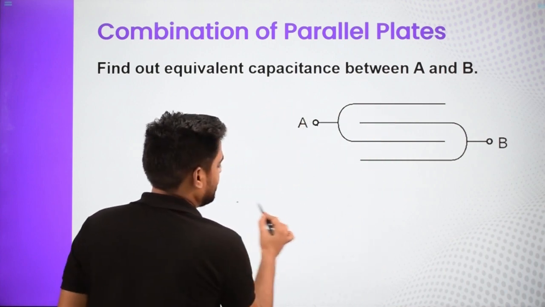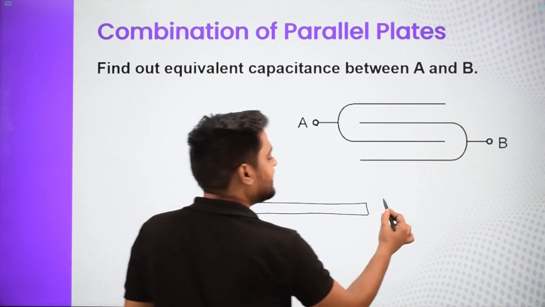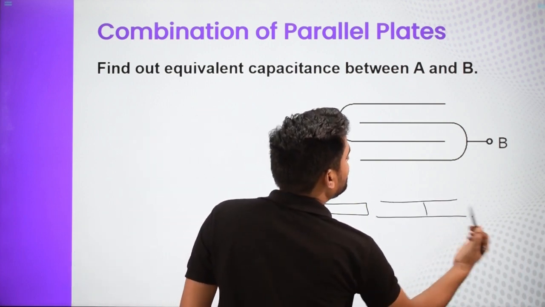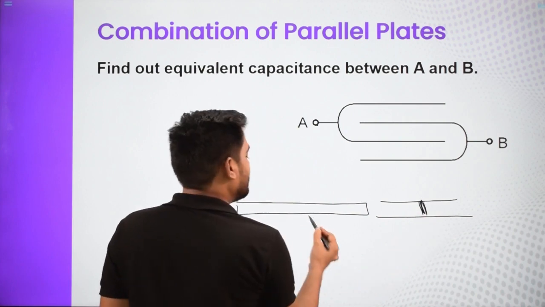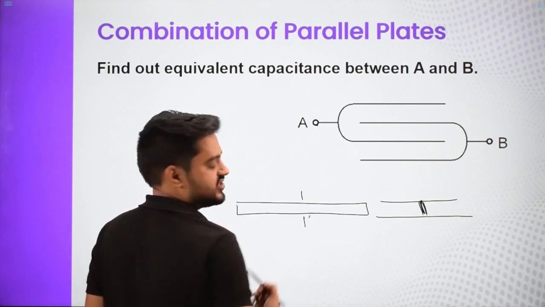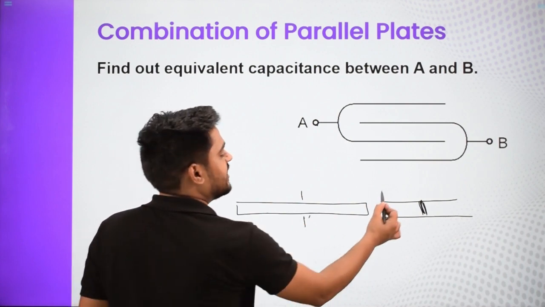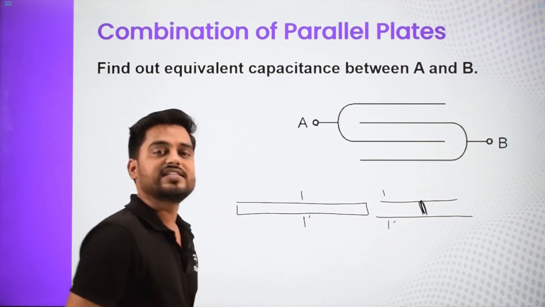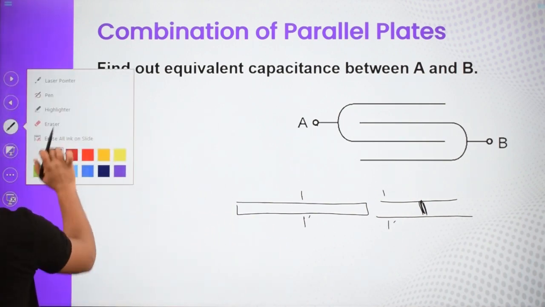Each plate has 2 sides, and that can be treated as 2 plates like this, connected through a wire, okay? So now this I am calling 1 and this I am calling 1 dash. Likewise, I'll call the second plate 2 and 2 dash. So I'll split that also into 2 further plates. So this is the first procedure you need to remember.